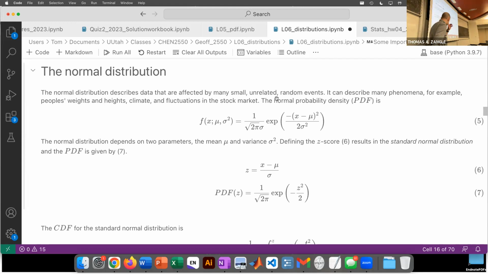In contrast to the exponential distribution, which we started with because there's only one parameter, the mean time between events, here we have two parameters: mu, the average value we expect to observe, and the standard deviation sigma, or the variance sigma squared.